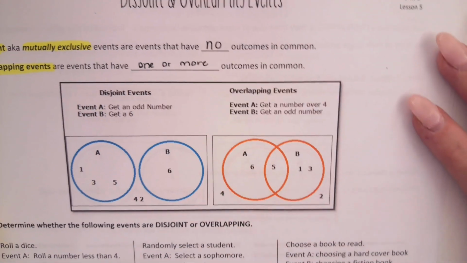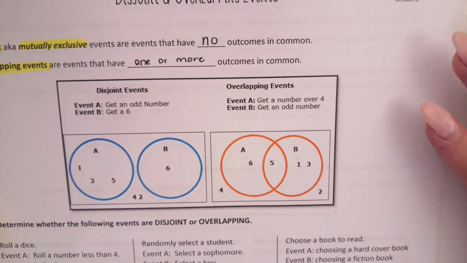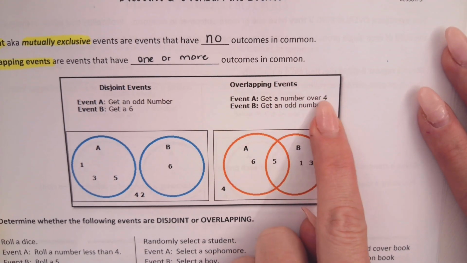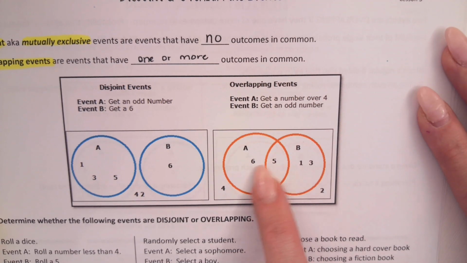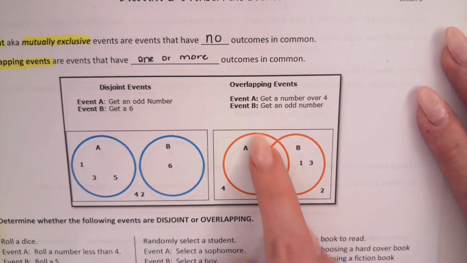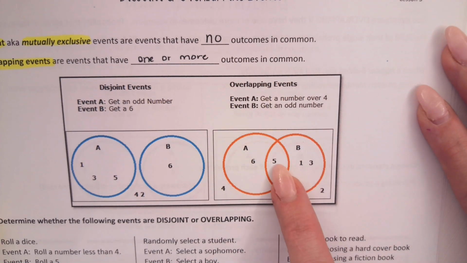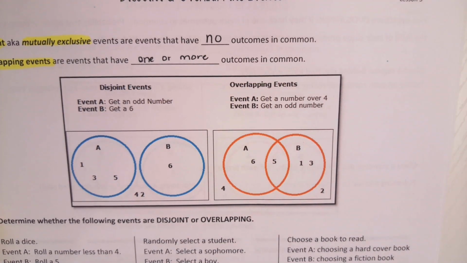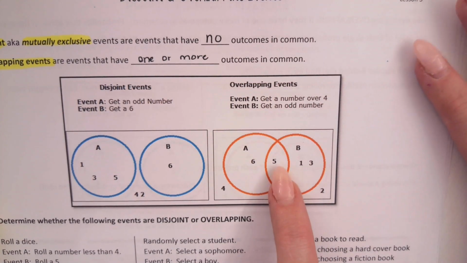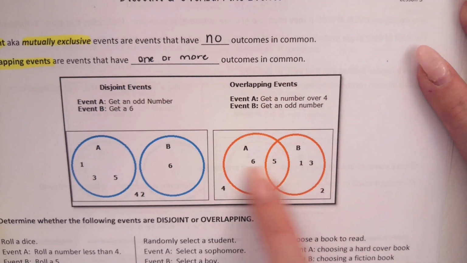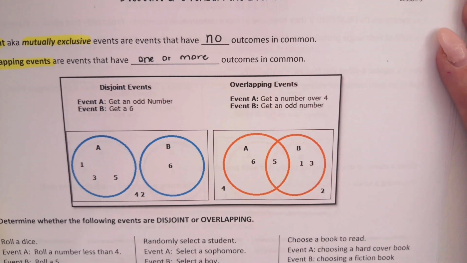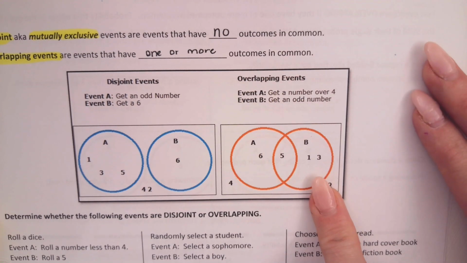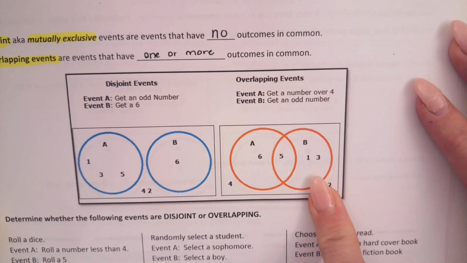And then you can see how overlapping events do have an outcome in common. Your first probability, you'd be asked to get a number over 4. So you can see that here. These two numbers are over 4, 5 and 6. And then getting an odd number is the other event. Odd numbers on a die are 1, 3, and 5. And you can see they do have an outcome in common. This 5 is both a number that's over 4 and it's odd. So when you calculate the probability, you'll have to account for the fact that this one shows up in both. And you'll have to actually subtract off the fact that it shows up in both.